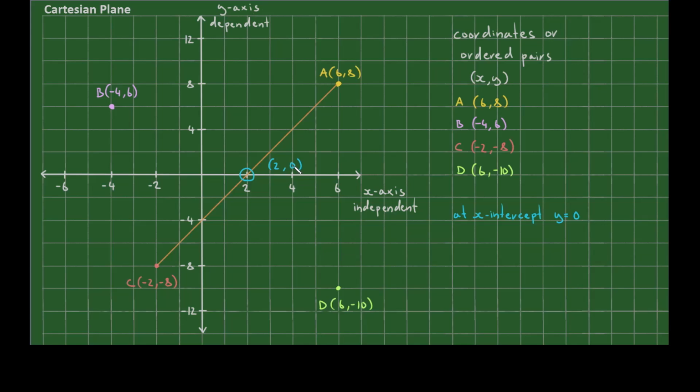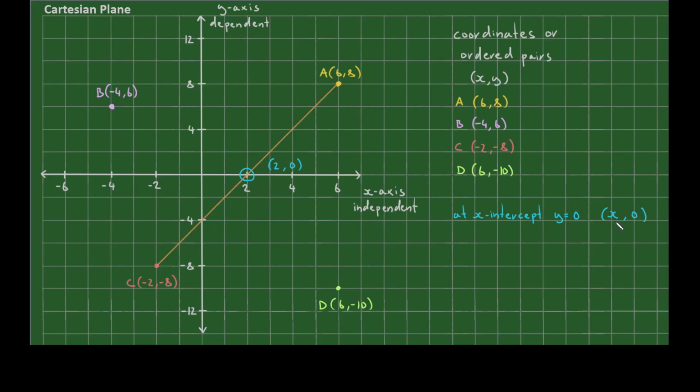The general expression for any x-intercept is that at x-intercept y is 0. And so the general coordinate might be written as x and then comma followed by a 0. The x will be wherever our line crosses the x-axis.